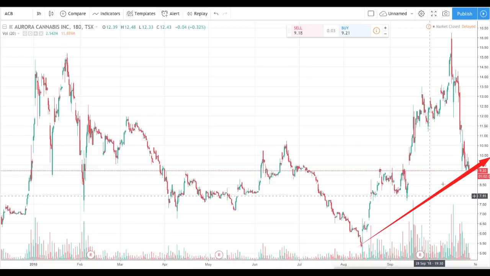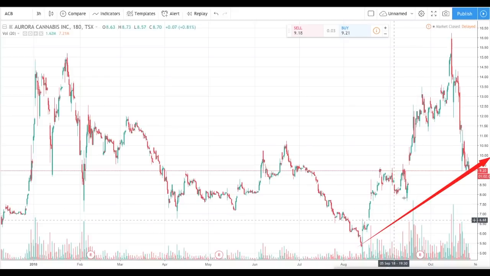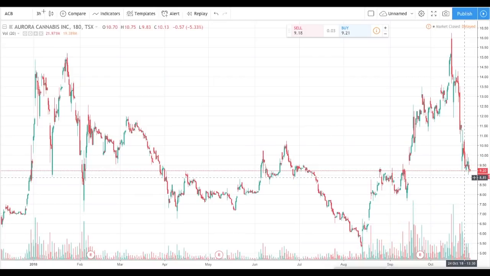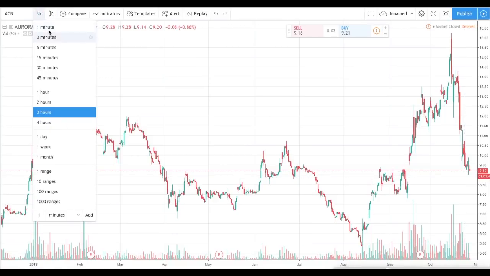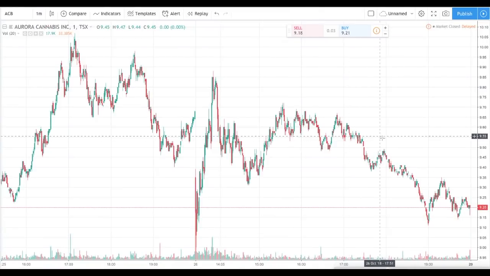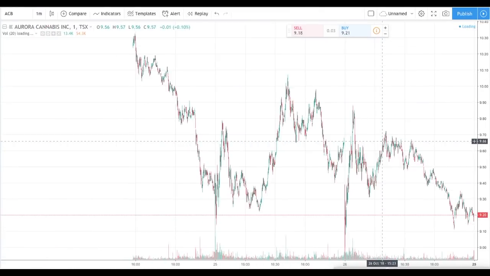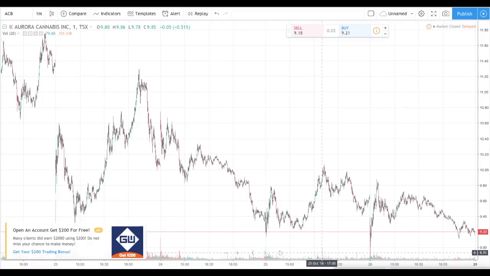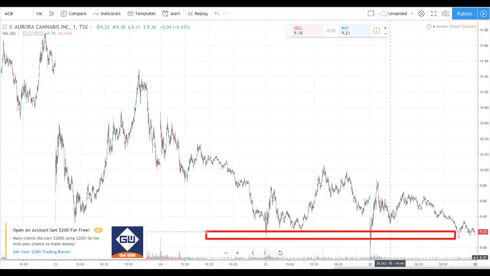So right here's the support line that I was talking about. This was one of the three support lines that could be happening. And as you can see, Aurora Cannabis has been bouncing off this support line a few times. If we take a closer look, Aurora's support line is at $9 right now. It might go a little bit above, it might go a little bit below, but in the past 3 days, Aurora has had a support line of $9. So right here is the support line.